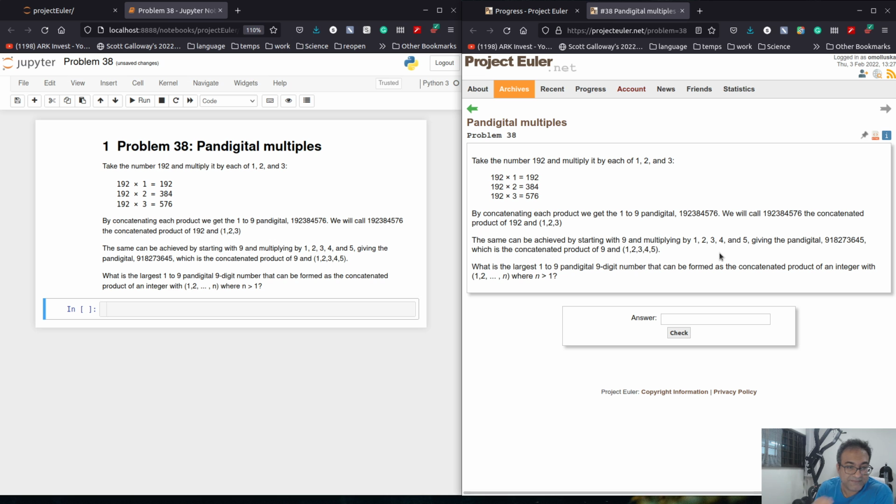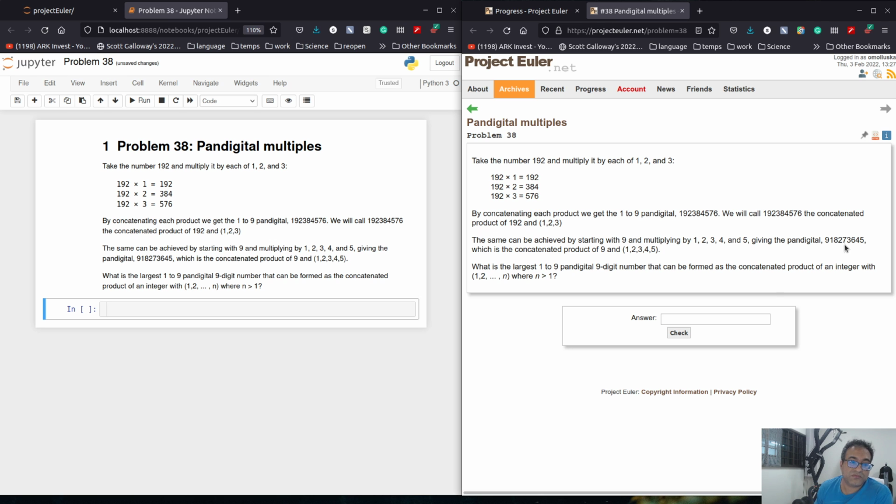Oh, this is also pan-digital: 9, 1, 2, 3, 4, 5, 6, 7, 8. Okay. What is the largest 1 to 9 pan-digital 9-digit number that can be formed as the concatenated product of an integer?